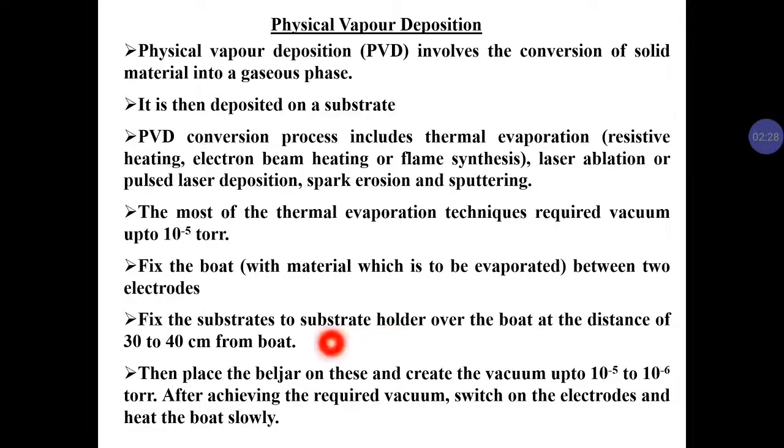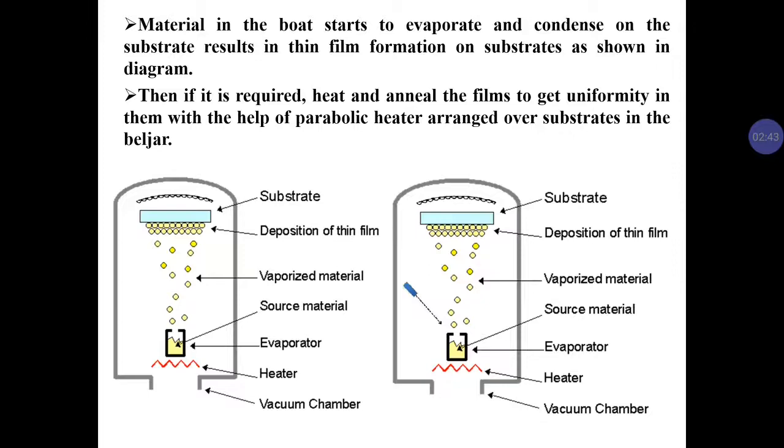And then place the bell jar over these and create the vacuum up to 10 power minus 5 to 10 power minus 6 torr. After achieving the vacuum, switch on the power supply in the electrodes so that it gets heated, converted to vapor, and the vapor is deposited over the substrate. So this is the general setup.